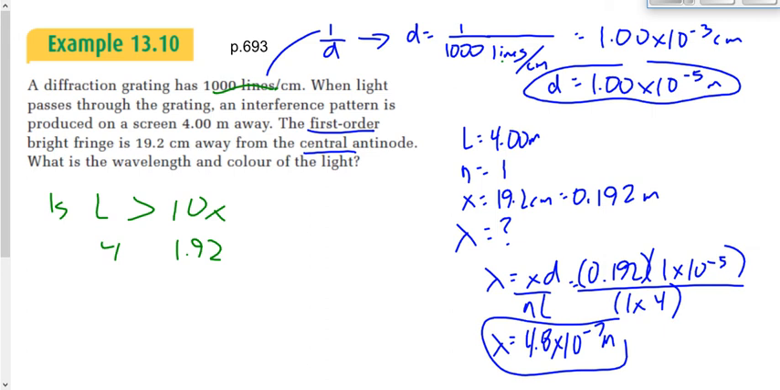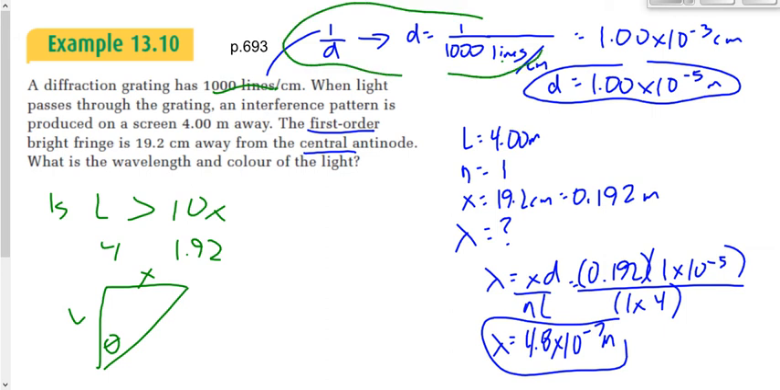Find theta using this. Here's x, here's L, here's theta. Tan theta is equal to x over L. And then use the other equation. That's it. These questions aren't any different than the 3 questions you were just working on, except that you've got to convert 1 over d to d.